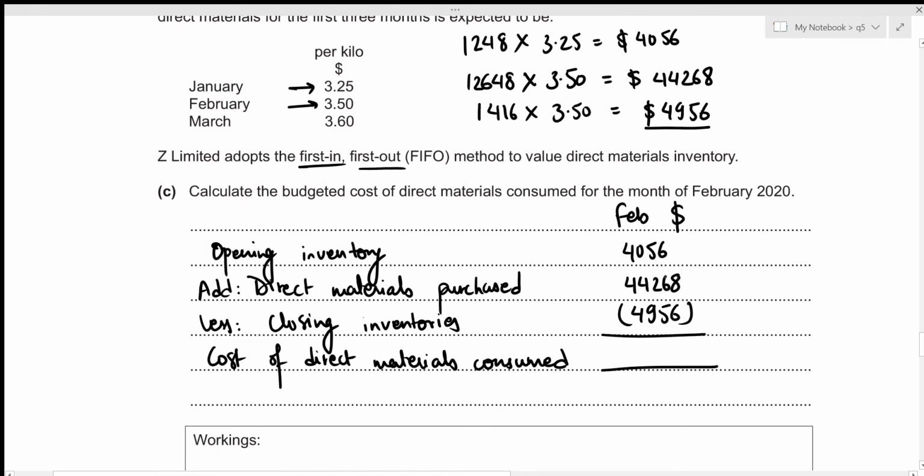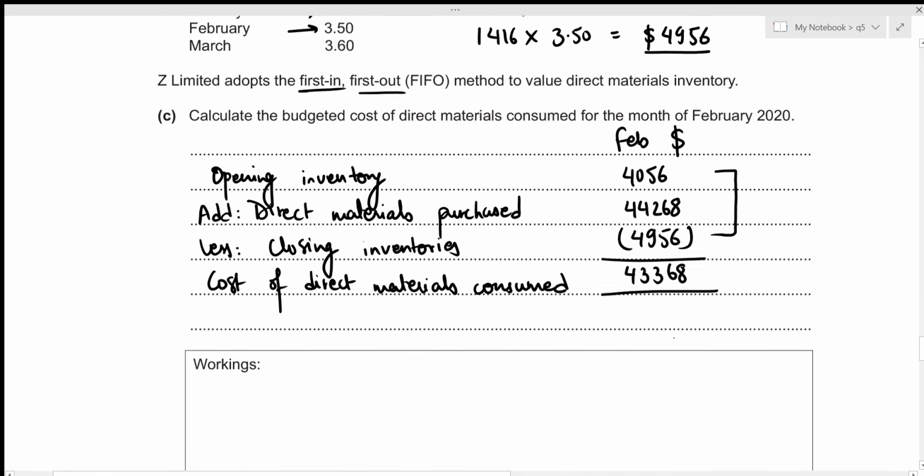Now we can easily figure out the cost of direct materials consumed by adding these three amounts. That's 4,056 plus 44,268 minus 4,956, which results in the value of 43,368. This concludes the third part of this question. We can now move towards the fourth one.